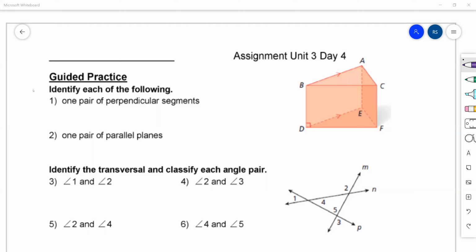Now what I would do is look, remember perpendicular, they're going to have a little box in the corner. Look for that box on the picture. There it is. So what's that box around? Segment BD and segment DF.